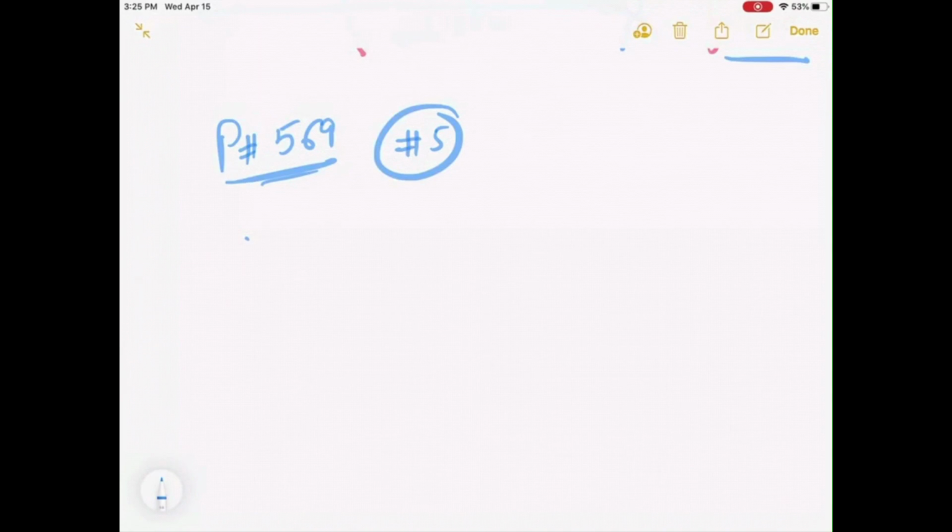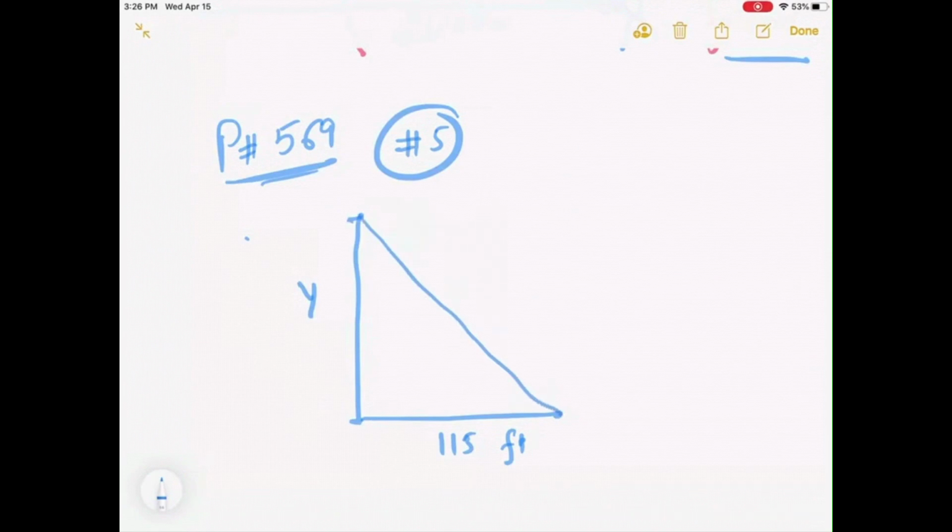If you look at the image on the left side, there's a monument which is about this tall. That's what we are looking for. I'm just going to say this is Y. And the person is standing 115 feet away from this monument. Whenever someone's standing on the ground and looking up, that's where the angle of elevation is going to be. So the angle of elevation is 78.3 degrees, and we're looking for this height, which is Y.